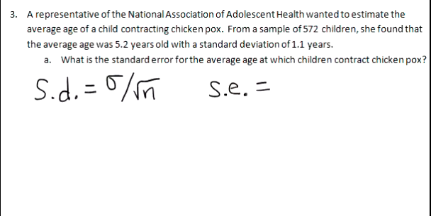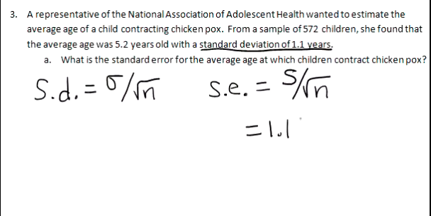The standard error, then, can be found by replacing the population standard deviation sigma with the sample standard deviation s, and then we can still take s over the square root of n. In our problem, it told us that the sample standard deviation was 1.1 years. So our standard error can be found by taking 1.1 and dividing it by the square root of our sample size, which was 572 children.